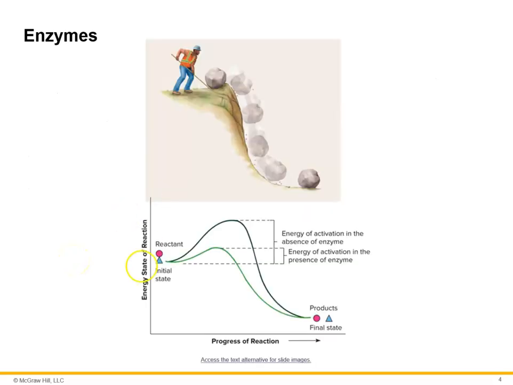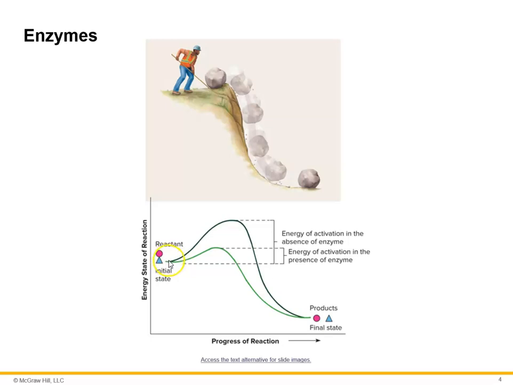All right, so we'll talk about this graph for just a second. Here on the x-axis, you have the progress of the chemical reaction. On the y-axis, you have the energy state of the reaction. So here are our reactants right before the reaction occurs. This is our initial state. And then down here is the final state consisting of the products, and this happens after the reaction occurs.